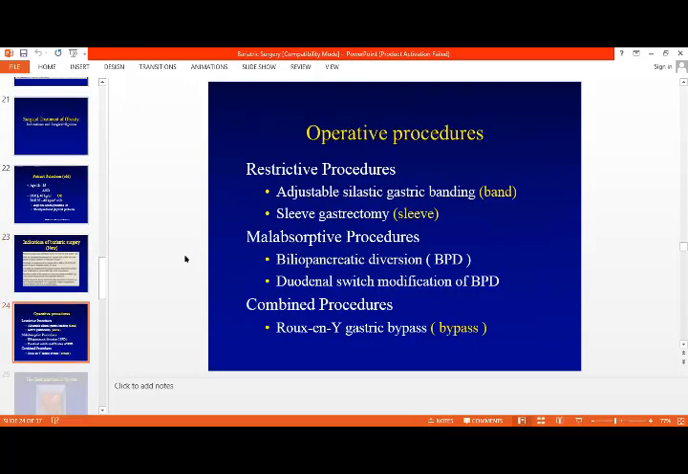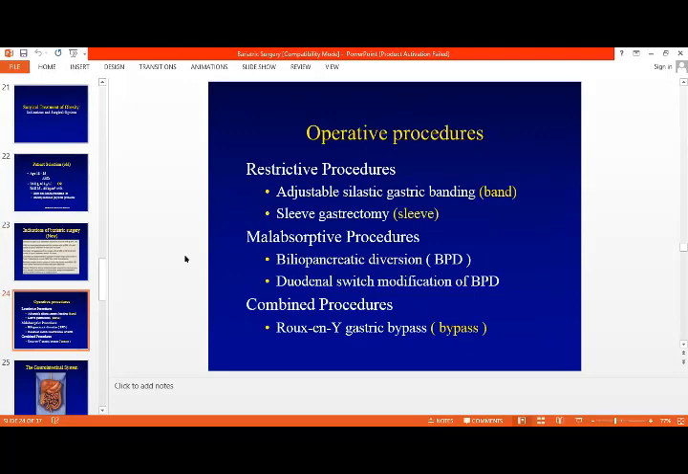So what are the different operative procedures you would offer to the patient? There are actually three types of procedure, or actually two procedures, and you can combine them together, making it a third type. So procedures are classified as restrictive procedures, malabsorptive procedures, or a combination of both. As the name suggests, a restrictive procedure means you reduce the size or restrict the capacity of the stomach so that the person would not eat more than a certain amount.